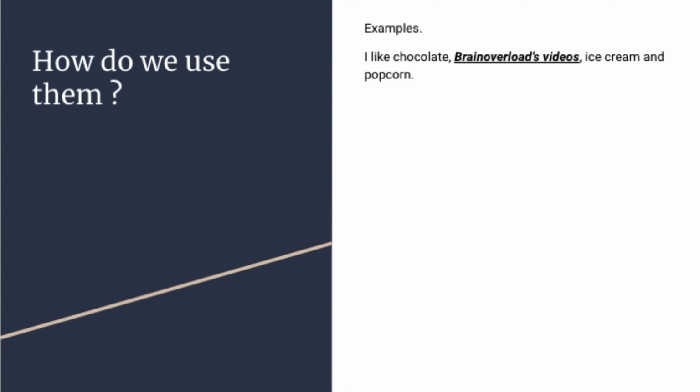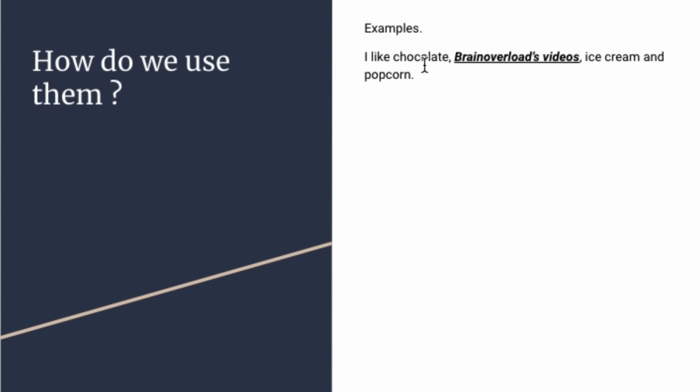So the example is, I like chocolate, ice cream, Brain Overload's videos, and popcorn. Whenever you are listing something with less than 3, then you shouldn't use commas. And if it does have more than 3, before the last item or example, you should put and instead of a comma. So as you can see here, I put an and instead of a comma before popcorn.